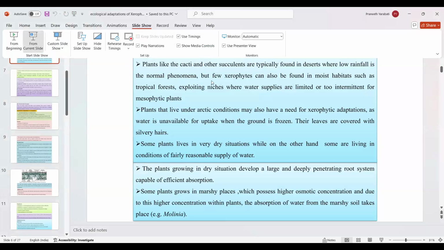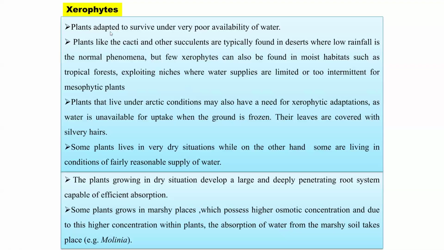Okay. So here, xerophytes. The plants which are adapted to survive under very poor availability of water are called xerophytes. Plants like cacti and other succulents are typically found in deserts where low rainfall occurs, and in that condition these plants grow. Some plants live in very dry situations, while others live in conditions of fairly reasonable supply of water.